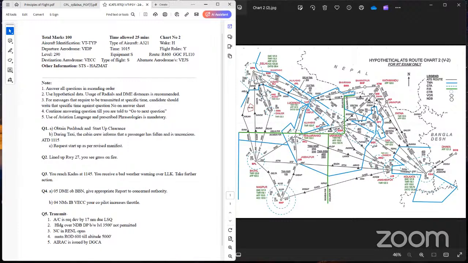Delhi, question number two, correction, question number two. Delhi Tower, Victor Tango, Tango Yankee, Papa. Lined up runway 27. Disregard. Pan pan, pan pan, pan pan. Delhi Tower, Victor Tango, Tango Yankee Papa, lined up runway 27.